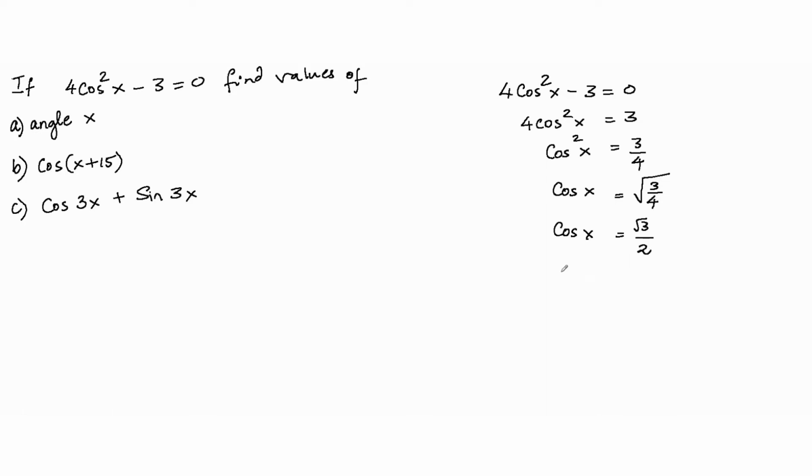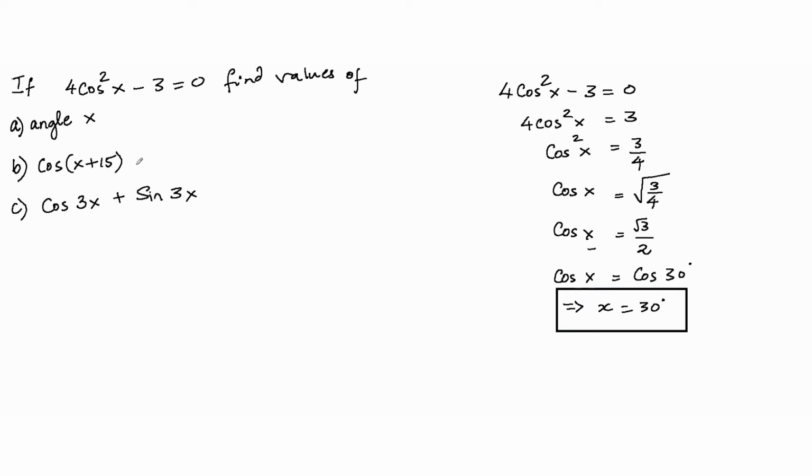And now I should be able to find the value of the angle x, because I know which angle has a cos value of root 3 by 2. If I remember the trigonometric table correctly, cos 30 has a value of root 3 by 2. So if cos x is equal to cos 30, then it implies that x is equal to 30 degrees, right? So the value of angle x is basically 30 degrees. That's the answer to the first subpart.